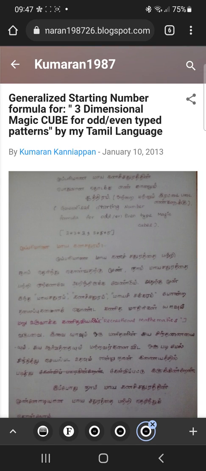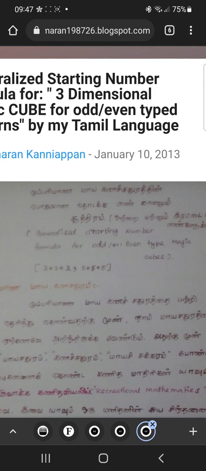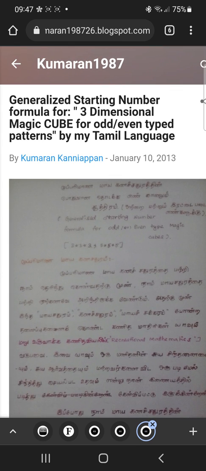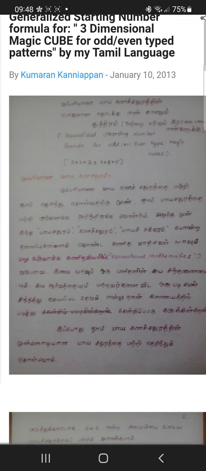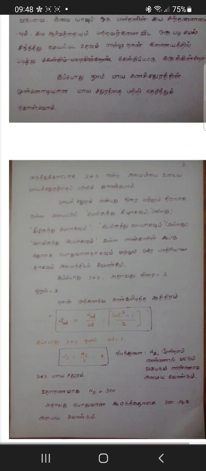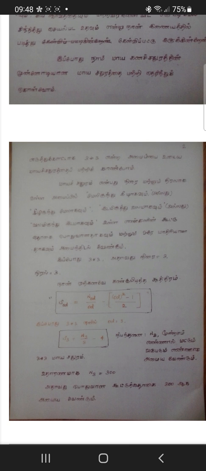Hi everyone. Today I'm going to share about my previous innovation, which I discovered in these particular patterns with this timeline. This is nothing but a generalized starting number formula for third dimensional magic cube numbers. For example, previous time I showed about a square.